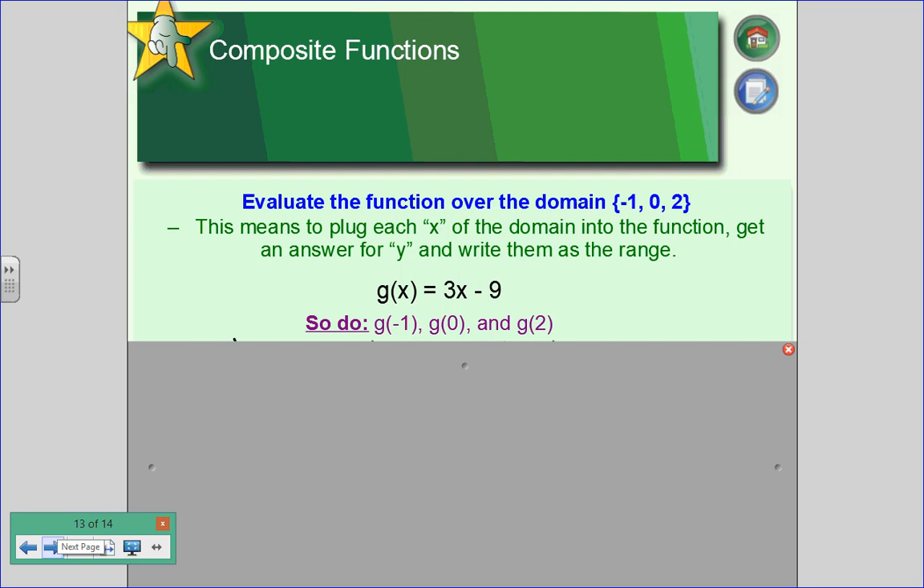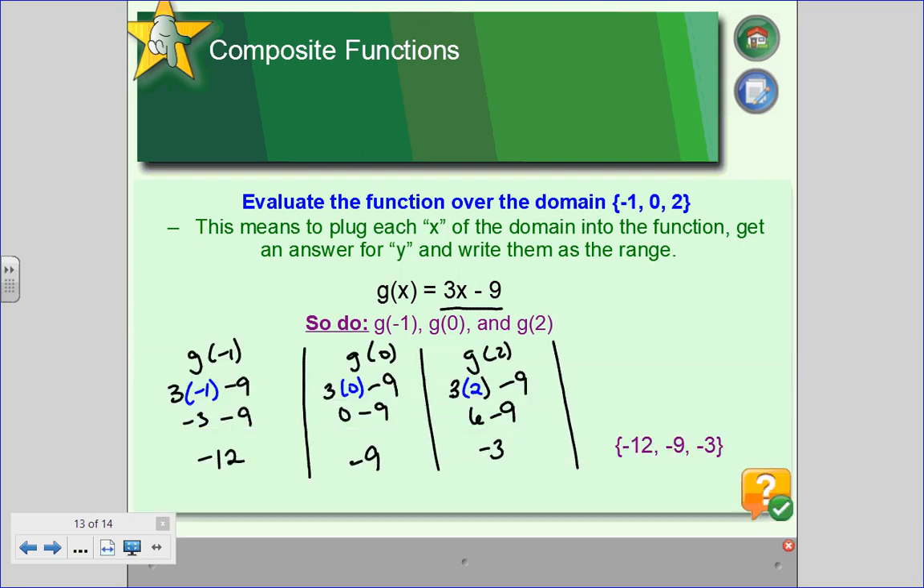We are still evaluating over the domain negative 1, 0, and 2. However, this time you are using the function g of x, which is 3x minus 9. So pause this video, evaluate for those 3 domain values, and then we'll check together. Okay, let's check. We should have gotten the range for that domain to be negative 12, negative 9, negative 3.